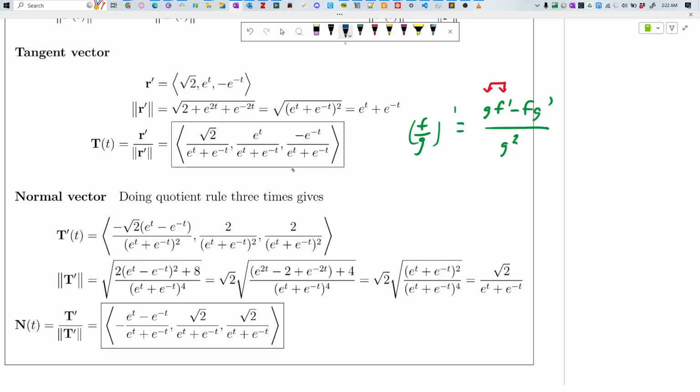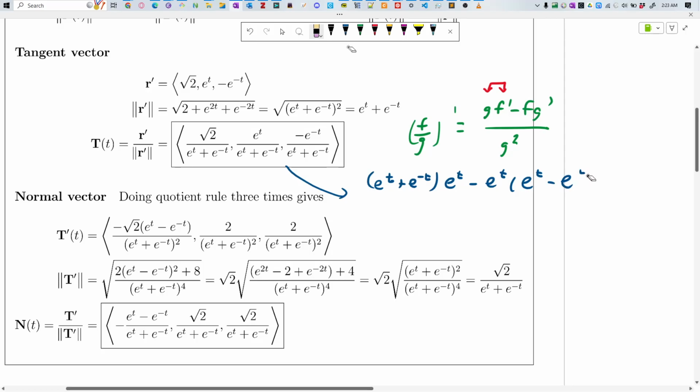So let's just focus in on the second guy. If I use the quotient rule on the second guy, it'll be denominator times derivative of the numerator, minus numerator times the derivative of the denominator, minus t, all over the denominator squared.